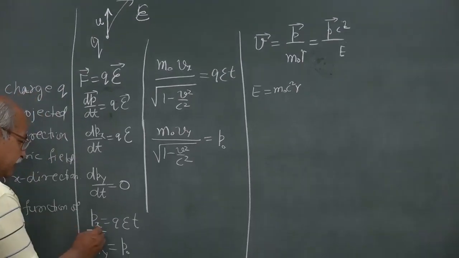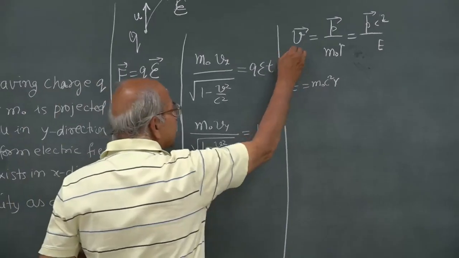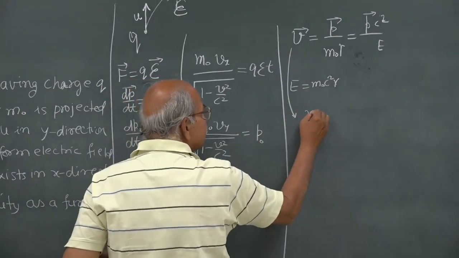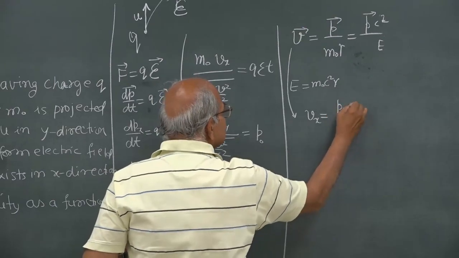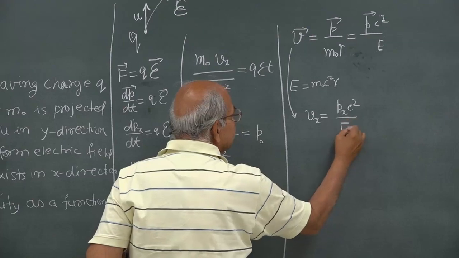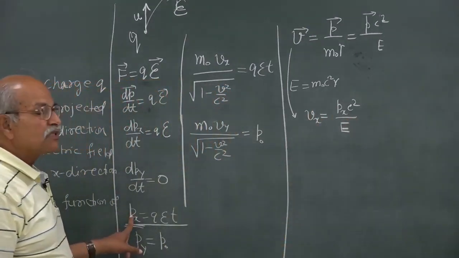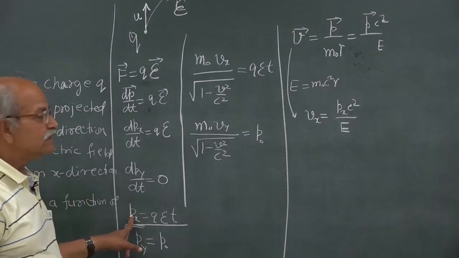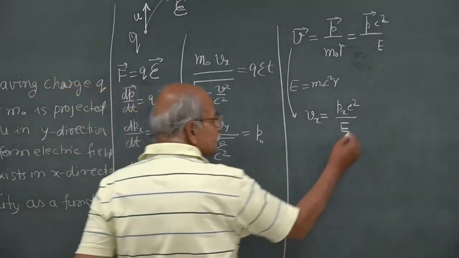So, if I have Px equal to Qet and take the x component here, I get Vx equal to Px c square by E. Remember, this E is not constant. This E is changing with time because the particle is gaining kinetic energy.